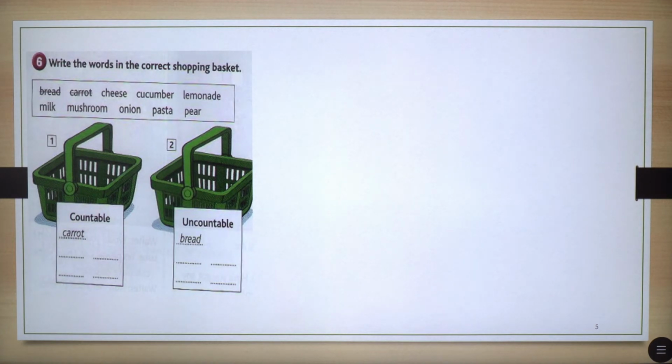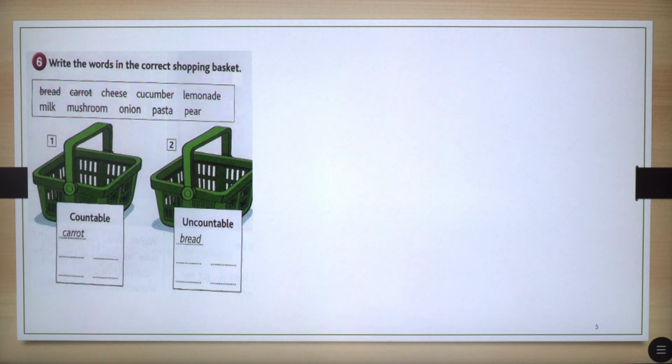Cucumber. What do you think? Can we say 1 cucumber, 2 cucumbers? Yes, we can. So cucumber is countable. The other one is lemonade. What do you think? Is it countable or uncountable? It's uncountable. So all the juices are uncountable. You don't count liquid things. Milk is liquid too, so it's uncountable.